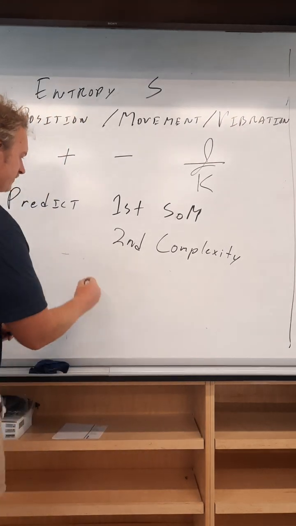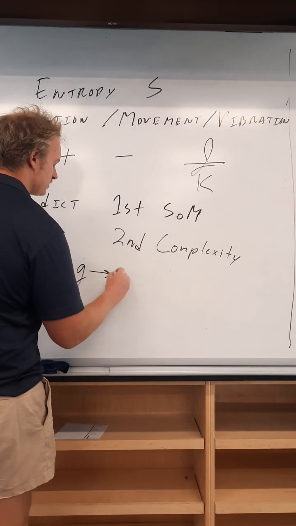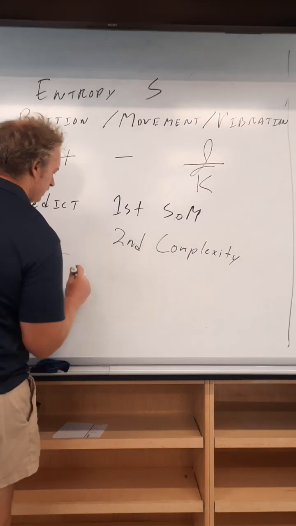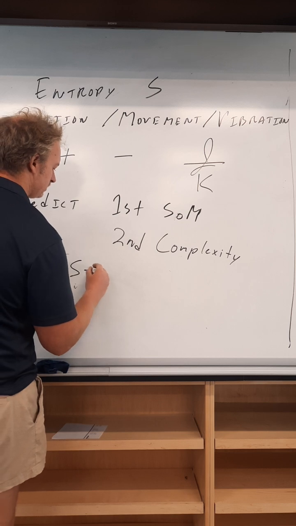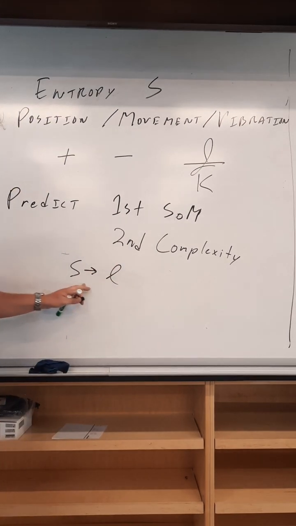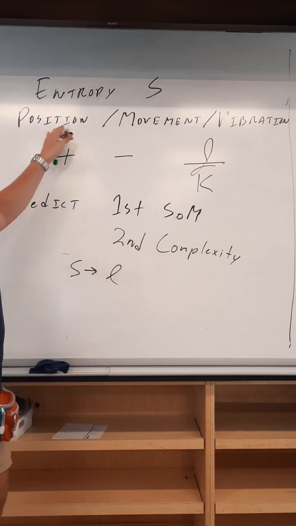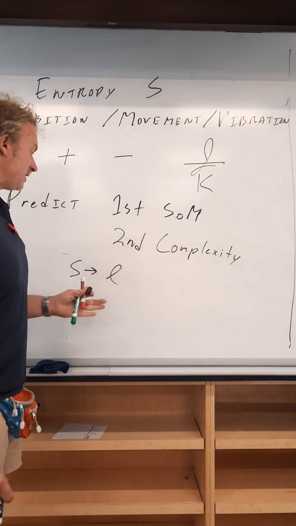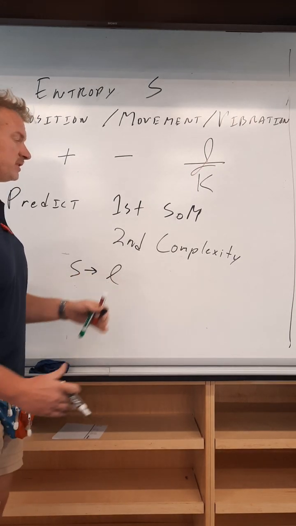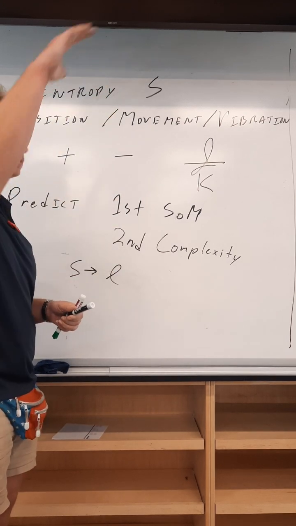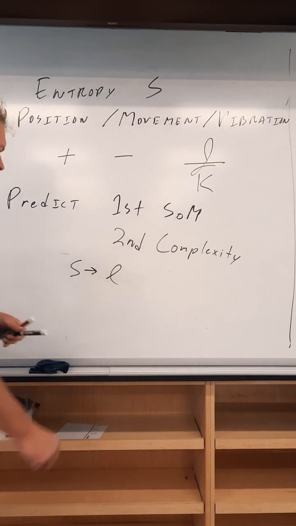State of matter. If things are going from a gas to a liquid, that is a decrease in entropy. It is getting more ordered. If it is going from solid to liquid, that is an increase in entropy. It is getting more disordered. There are more positions, more movements, more vibrations. Let it be said that when going from solid to liquid, there is often an increase in energy and temperature, and when there is an increase in temperature, there is an increase in vibration or motion.